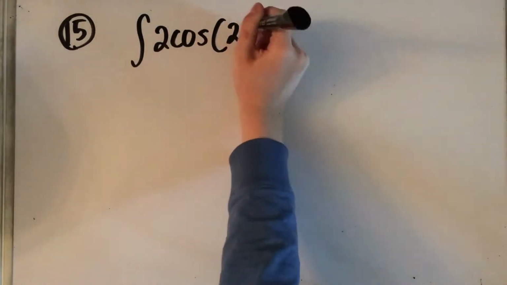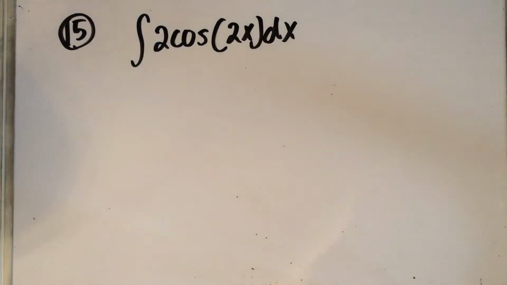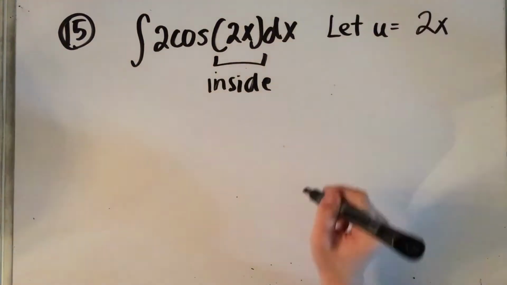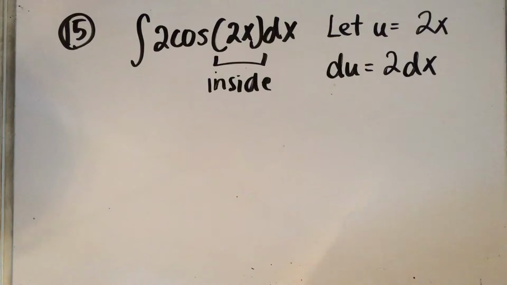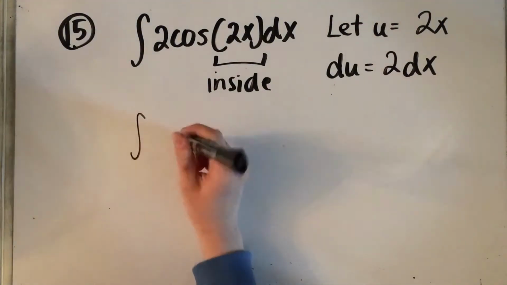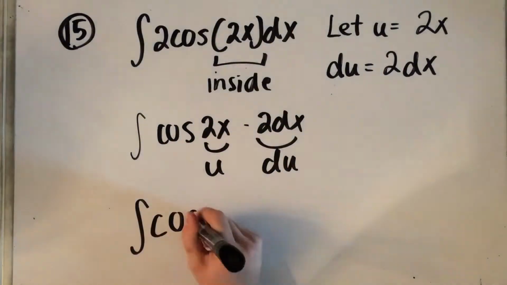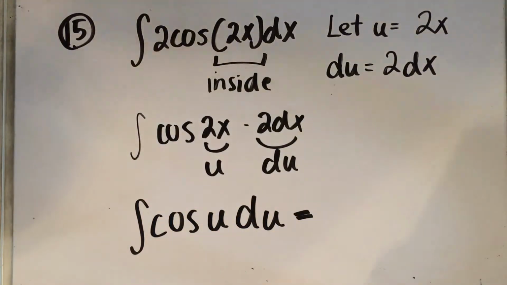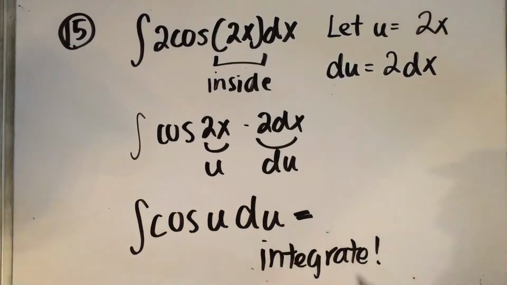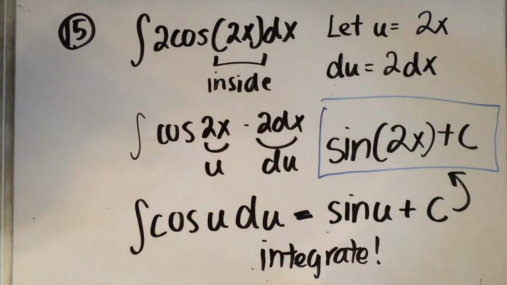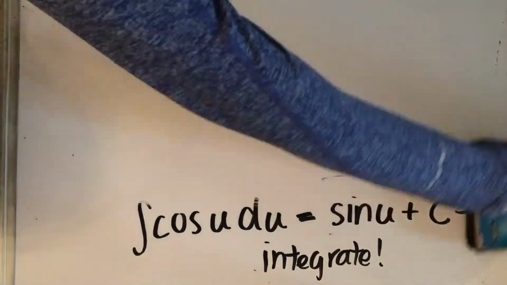Let's take, for example, number 15, the integral of 2 cosine of 2x dx. We must first identify our u and our du. In this case, our u is 2x and our du is 2dx. As rewritten here, we can identify that we already have our u and our du within our integral, and therefore we can just replace our 2x and our 2dx with our u and our du. Now we just integrate normally in terms of u, making sure we replace u at the end, and add c, and we're done.